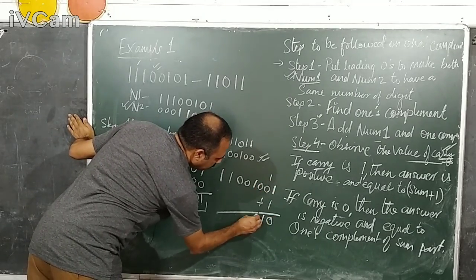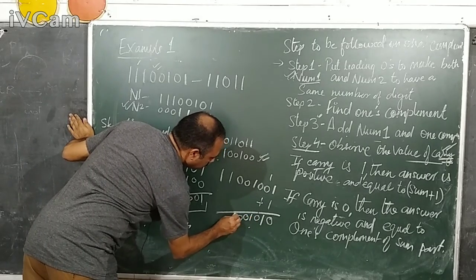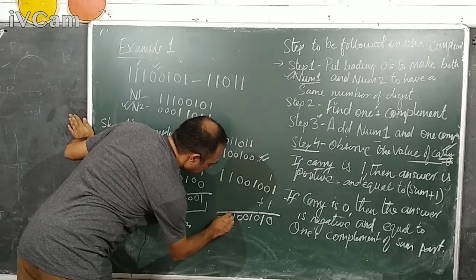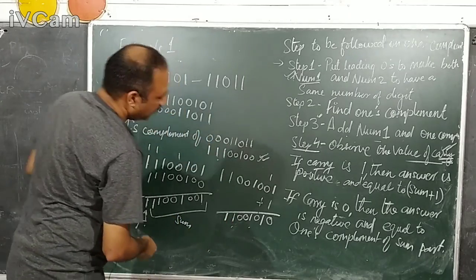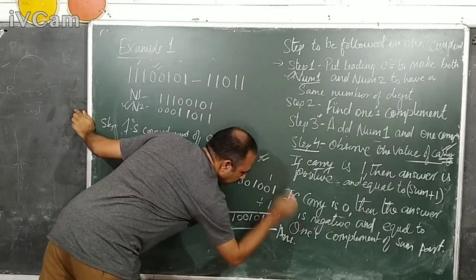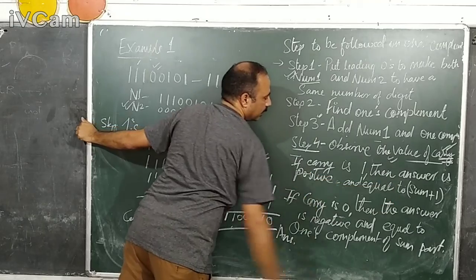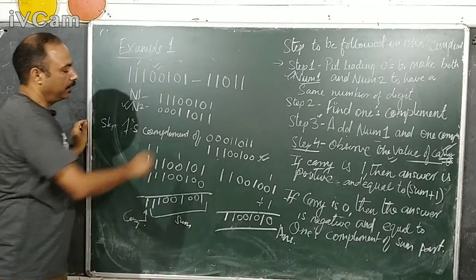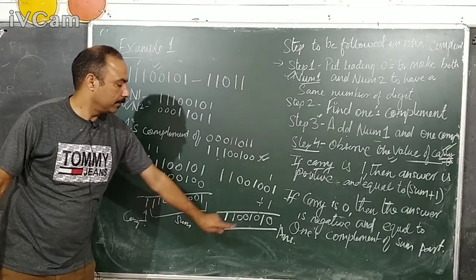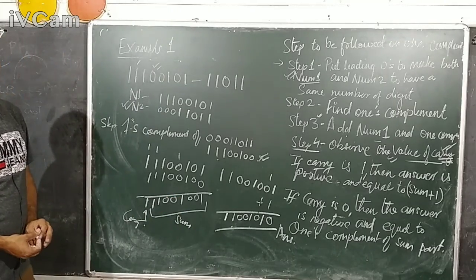Then this 0 will come. Then this 1 will come. Then this 0 will come. Then this 0 will come. Then this 0 will come. And this 1 will come. Let me check the answer. Okay, so this is the answer. So you need to be very careful while you get the carry. If the carry is 1, you have to add 1 to the sum and you will get the answer. So this is the first example.